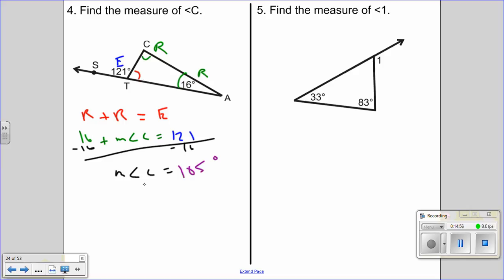All right, let's go over here and find the measure of angle 1. Angle 1 in this picture is an exterior angle. 33 is a remote. 83 is also a remote. So I can use remote plus remote equals exterior. So that means 33 plus 83 equals angle 1. So 33 plus 83 is going to give us 116 degrees.